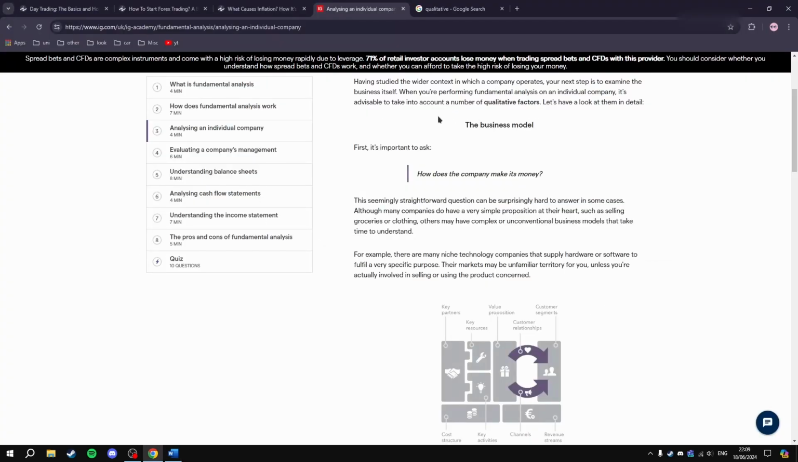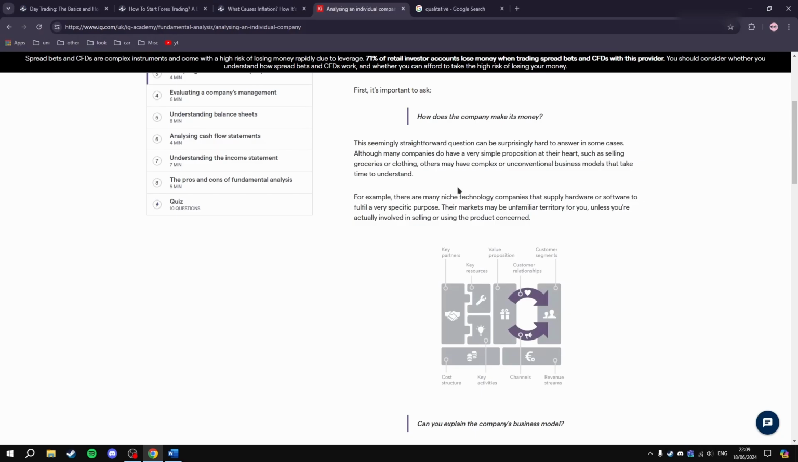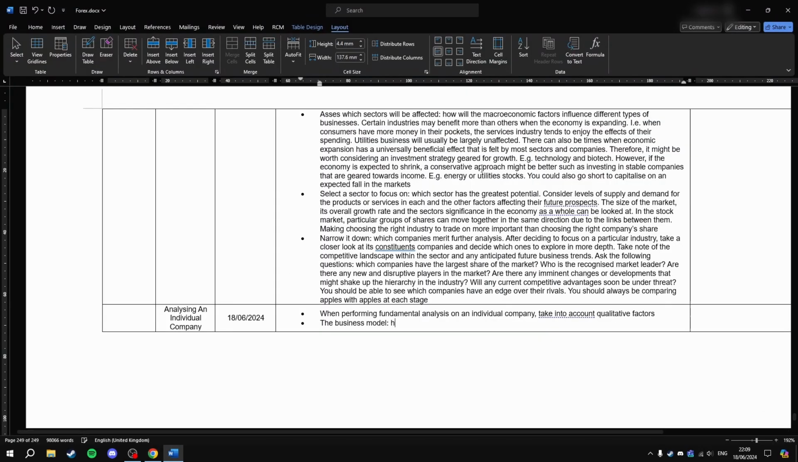The business model. First, it's important to ask, how does a company make its money?